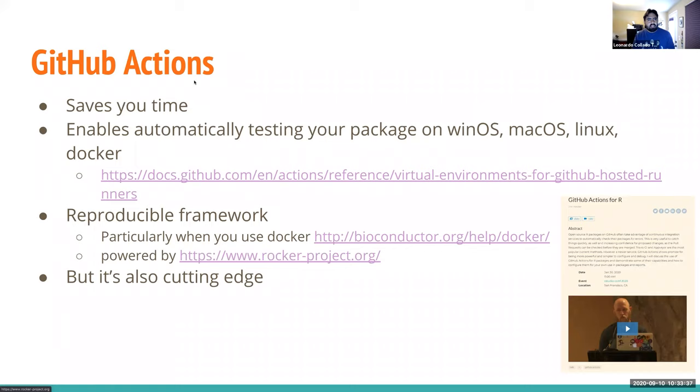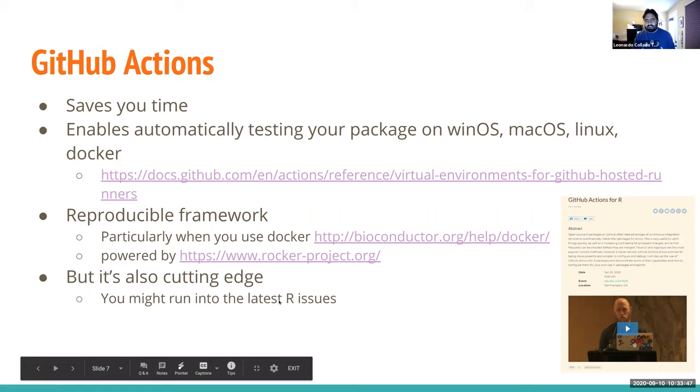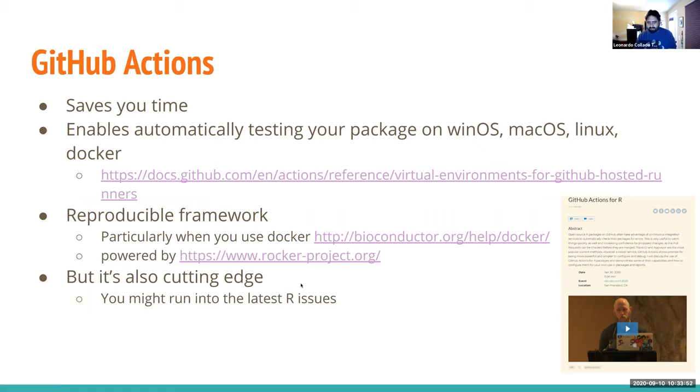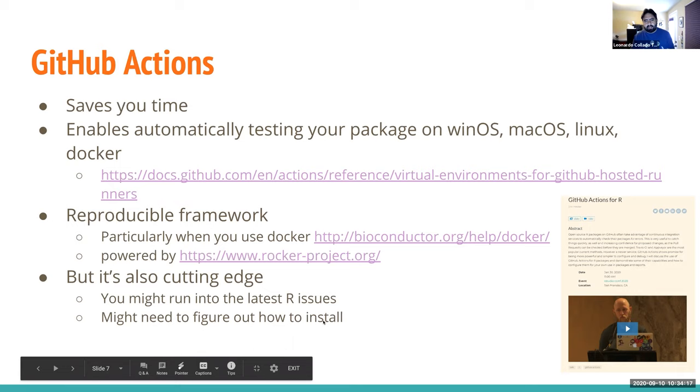Now, the issue with GitHub Actions is that it's also cutting edge. And maybe that's something you want, maybe that's something you don't want, because you're going to run into the latest R issues that are available out there. This is one of those scenarios where with more power, you get more responsibility, right? The closer you get to the source and to running things with the latest version of R, you might also run into problems there that haven't been fixed yet. So you might need to figure out how to install some dependencies and stuff like that. But again, if you're part of a community where you can ask these questions, probably someone there knows the answer or can help you find the answer.